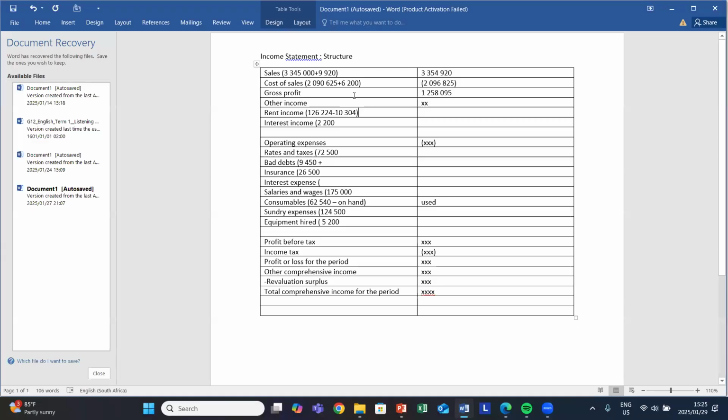So let's calculate it. 126,224 minus 10,304. And then we'll get our rent, which amounts to 115,920. And then we go to our next adjustment.